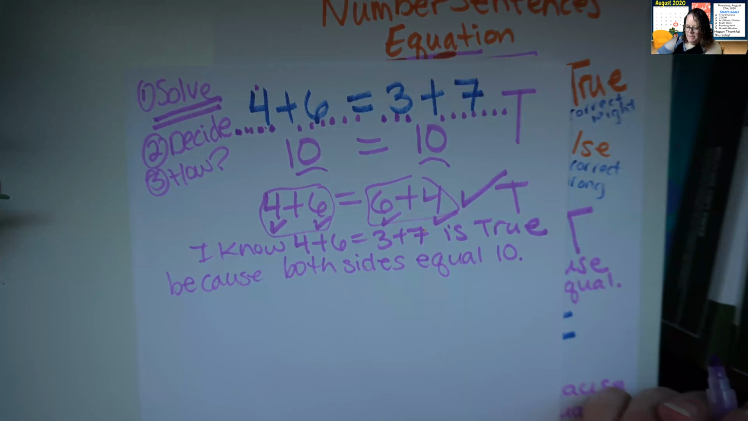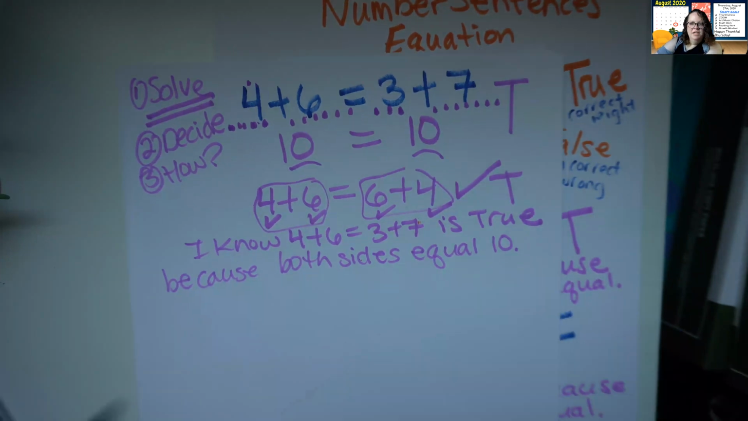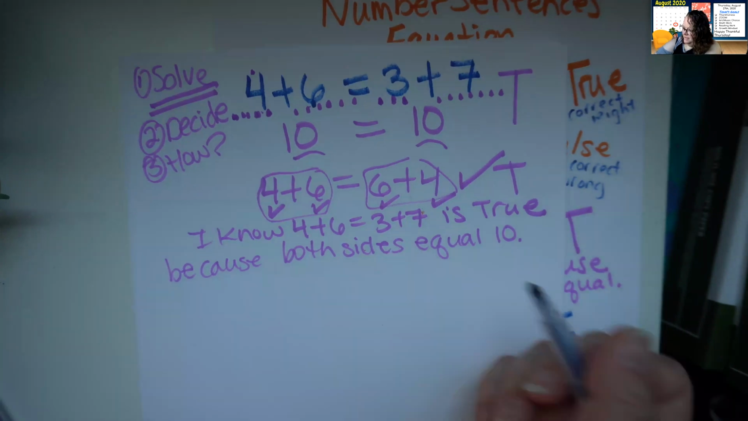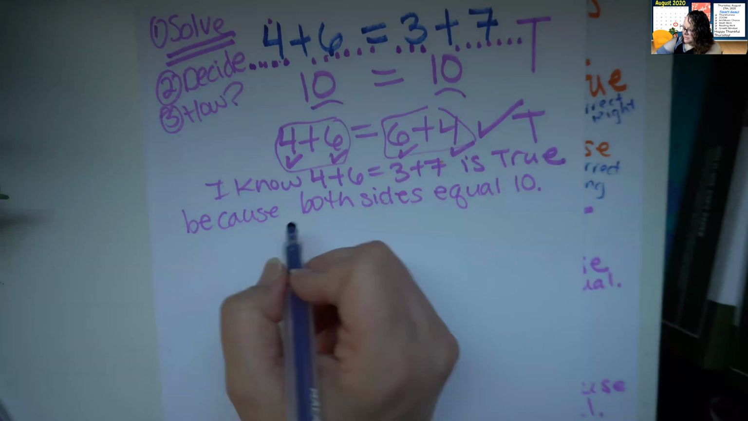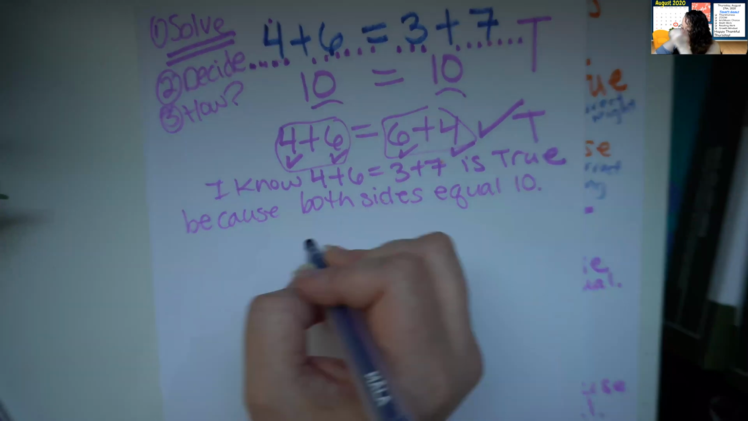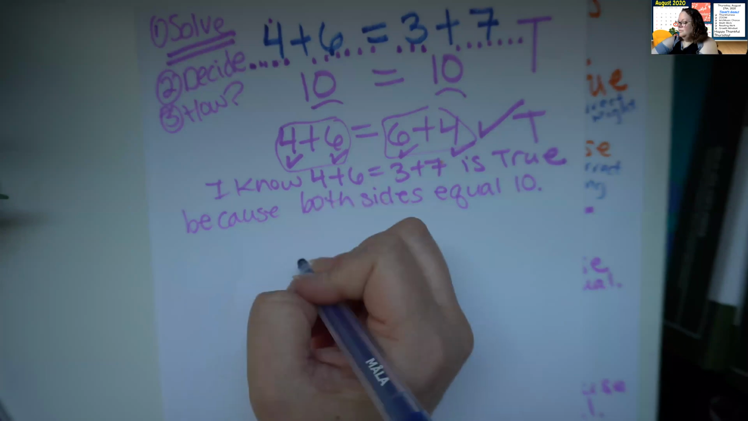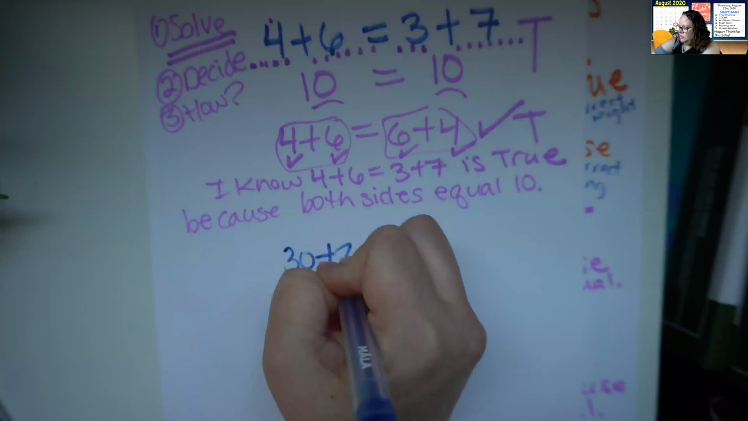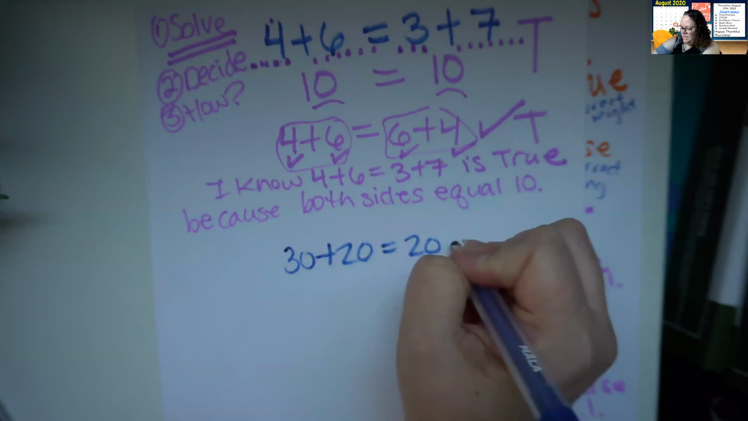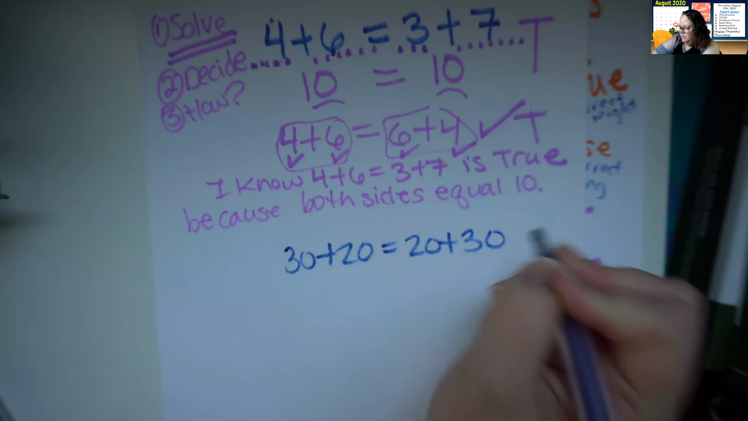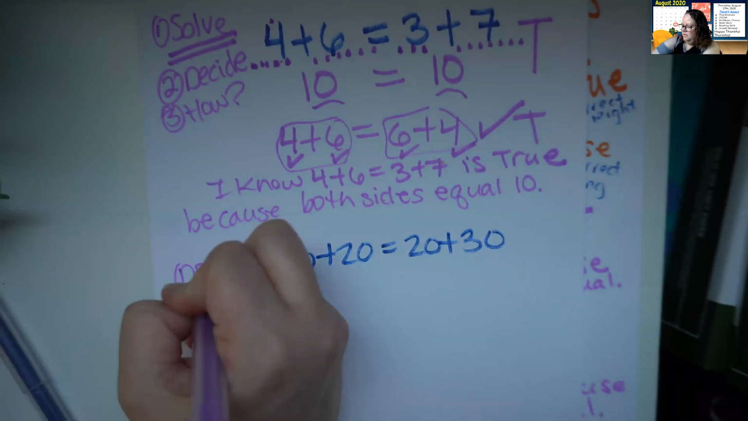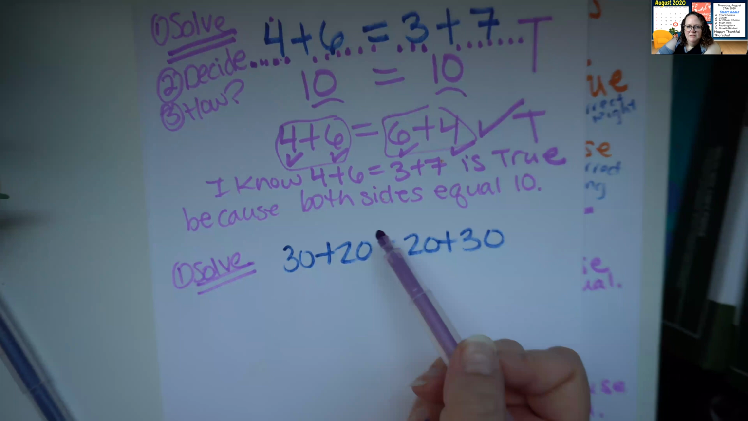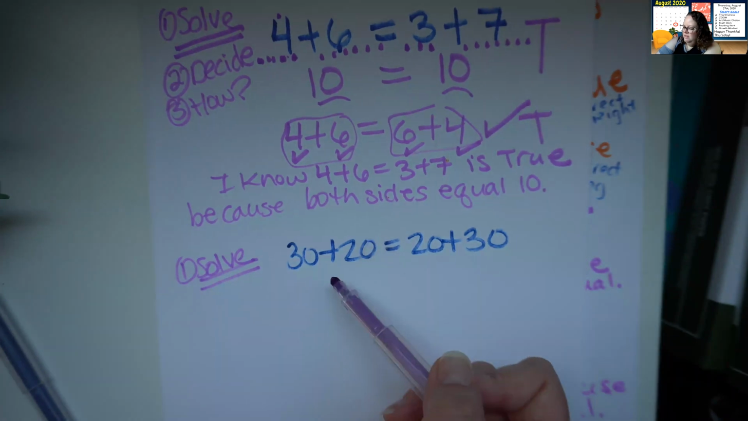Okay, we're gonna try a couple more together. Let me check the time. Oh yeah, I'm good on time. I like to do harder ones sometimes. Let's do 30 plus 20 equals 20 plus 30. And I think some of you are already going, oh, Miss Venable, that is so easy. So first step is solve, right? Well, let's try the trick to see if it's the same on both sides, because this one looks a little harder because it's got these zeros in there, right?